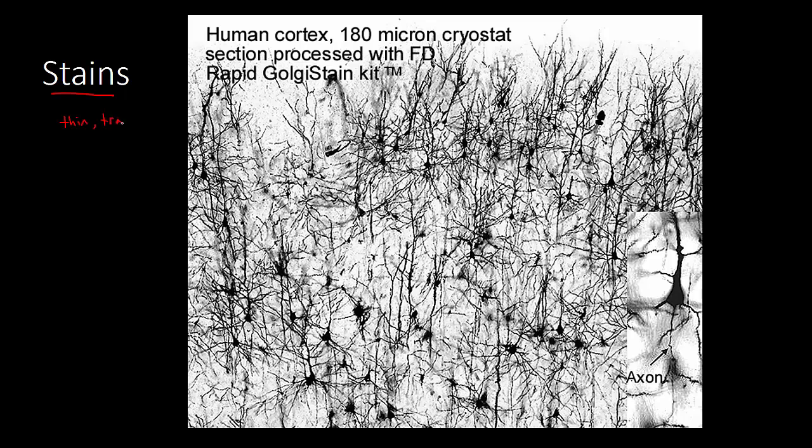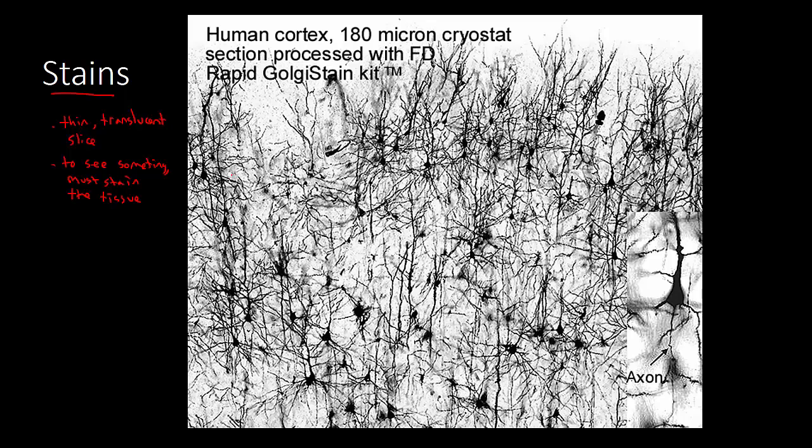Now, once I do that, I have a very thin slice. It's translucent, meaning you can see light through it. Okay, so I have a thin translucent slice. It shows me nothing. If I want to see something, I have to stain the tissue. There are hundreds, if not thousands, of different stains out there. And which stain is best depends on your question, what you want to do.